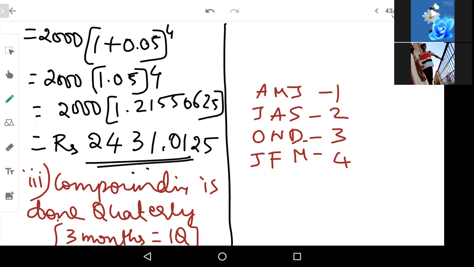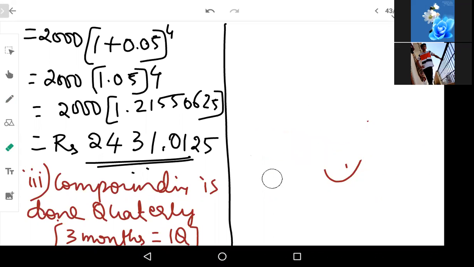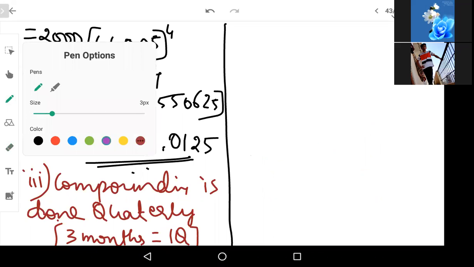So in 1 year, we have 4 quarters which we'll have to consider. Okay. Every 3 months is considered as 1 quarter. So in 1 year where we have 12 months, we'll have 4 quarters. Okay. Always remember this. We'll have 4 quarters in a year. Now let us redefine the given data with us.